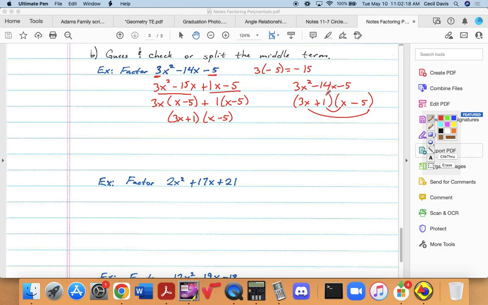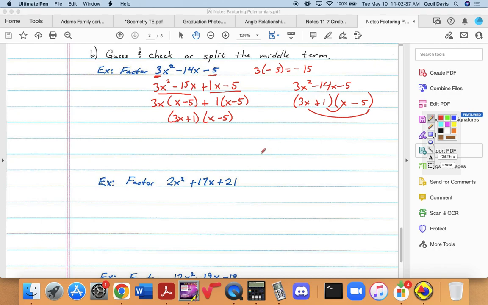It's faster if you do it that way, but sometimes the guess and check is just so long, there are so many possibilities that it's hard. On ones like this, where these are both prime numbers, I tend to do guess and check rather than split the middle term. When they're not, I tend to not do splitting the middle term.